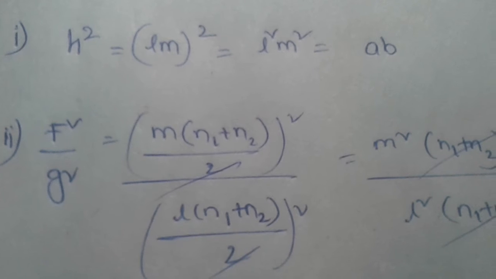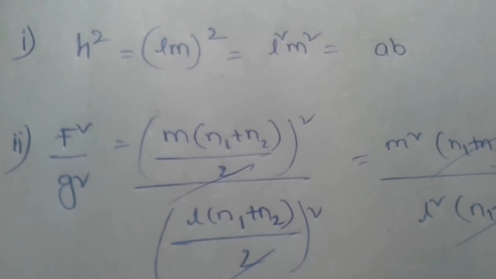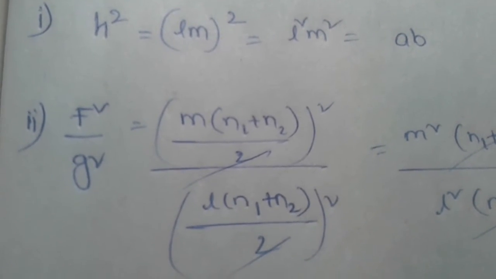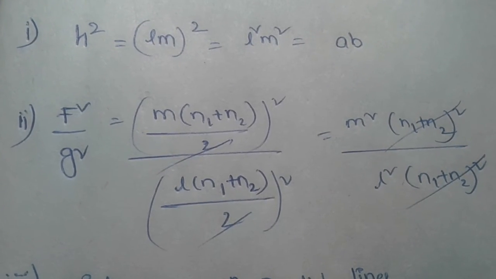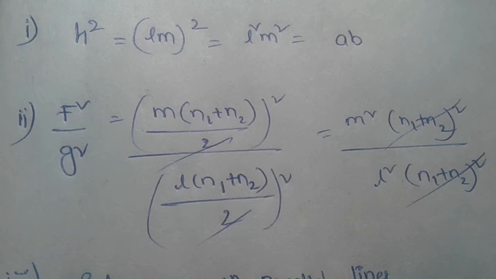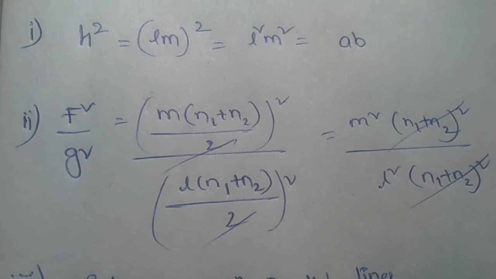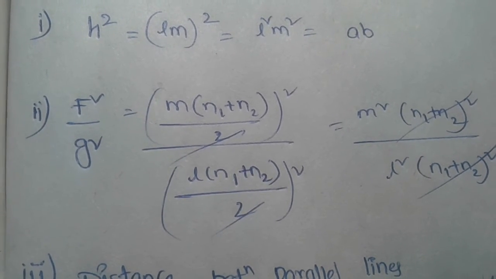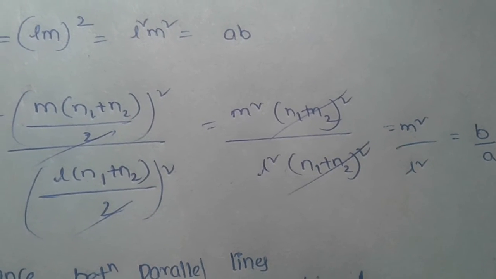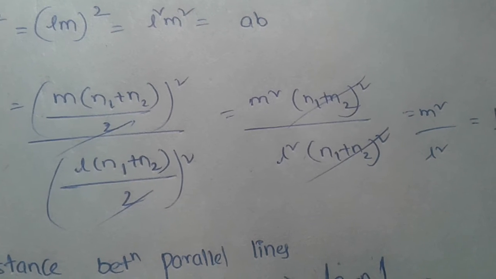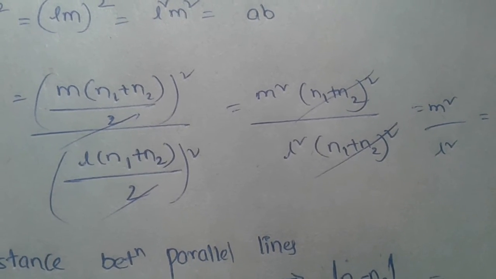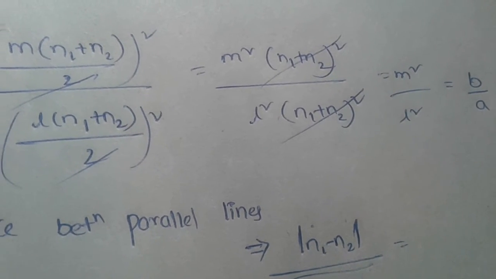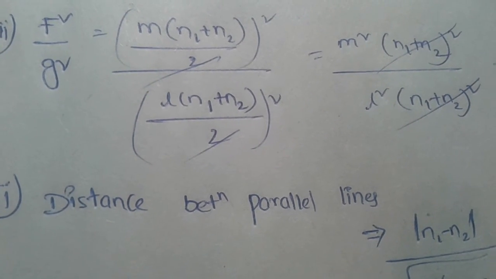First we want to prove h² = ab. Then h² = (lm)² = l²m² = ab. Next, f² by g² = (m(n1 + n2)/2)² by (l(n1 + n2)/2)². The 2 squares cancel, then we get m²(n1 + n2)² by l²(n1 + n2)². The (n1 + n2)² will cancel, then it remains m² by l², that is equal to b by a.